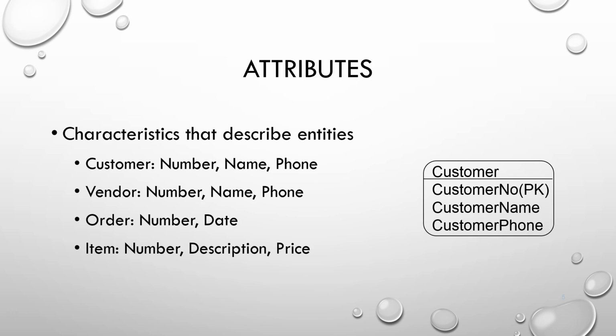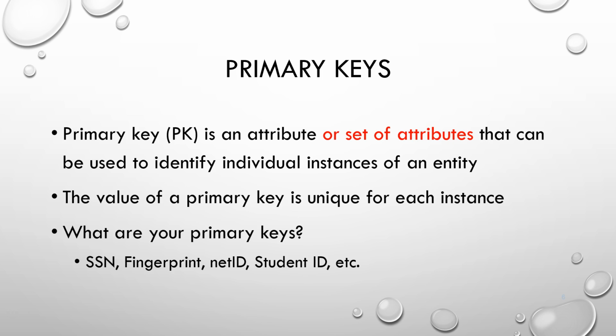Attributes we've talked about. These are the characteristics that describe entities. In this case, we have customer number, name, phone, etc. Again, this is review. Primary keys, we talked about this a lot in class. Just to reiterate a little bit, a primary key is an attribute or set of attributes that might be on a test that can be used to identify uniquely an individual instance of an entity. So the value of the primary key has to be unique for each instance.